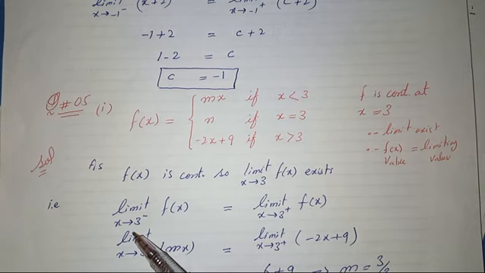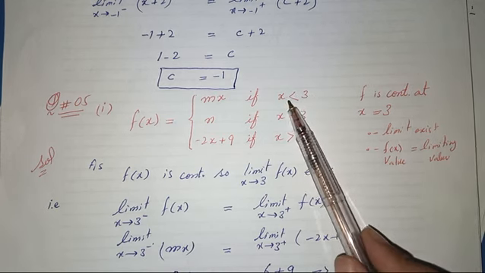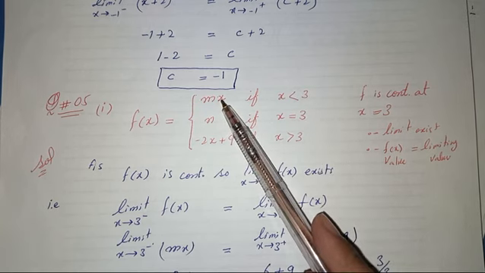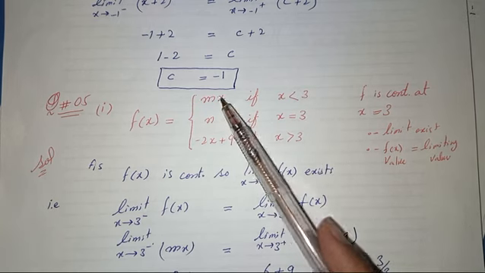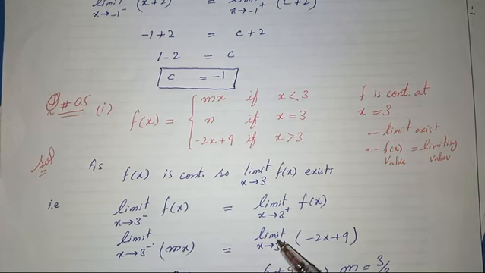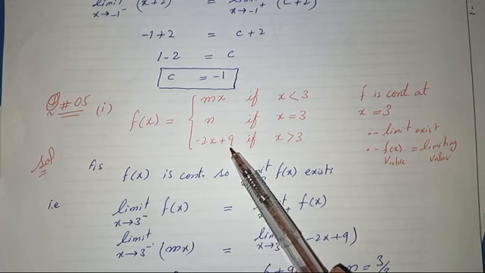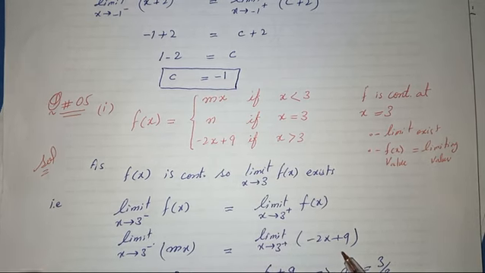So now the value of x less than 3. Now search in the question where x is less than 3. It is given here, the first one, x is less than 3. So the function is mx, m multiplied with x. Limit x tends to 3 minus, so in place of f of x write mx, while on the right hand side limit x tends to 3 plus, the value of x is greater than 3. This is given here in the third one, so the function is minus 2x plus 9. So write here minus 2x plus 9.